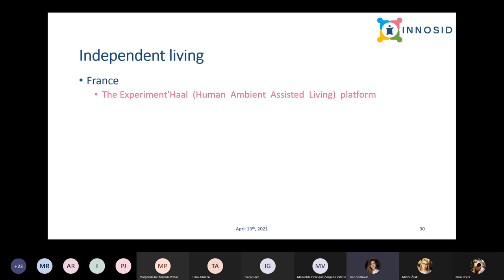And we have now reached independent living. I will provide you with some examples. I think you are all familiar with the concept known as smart home. If not, smart home is a home equipped with the technology that can be controlled remotely. So one example for an experiment with independent living is the human ambient assisted living platform from France.